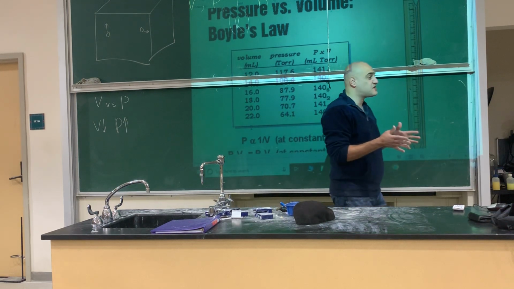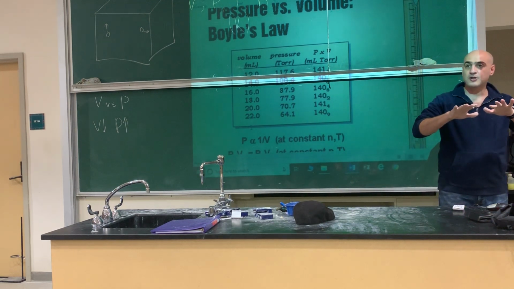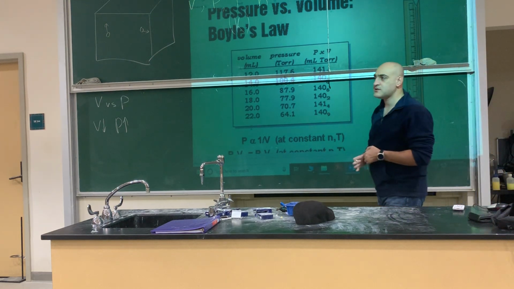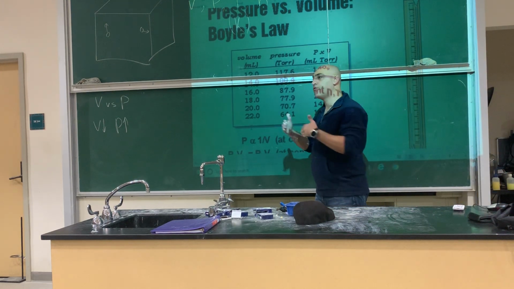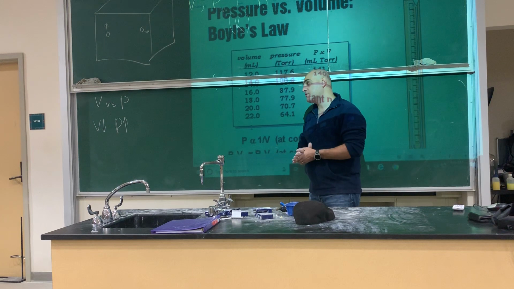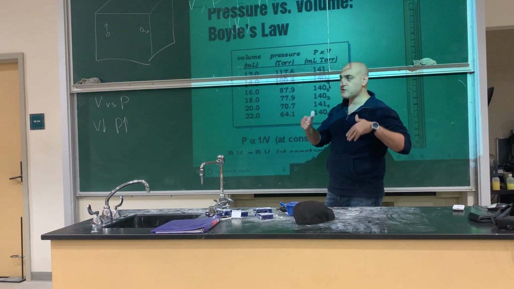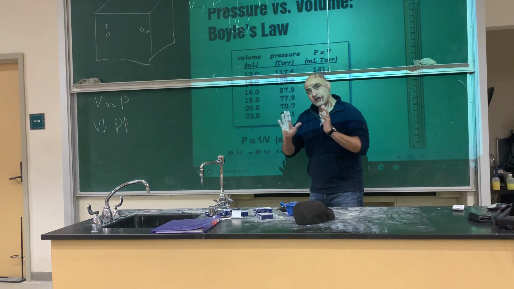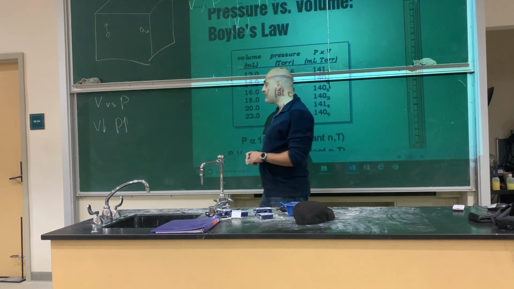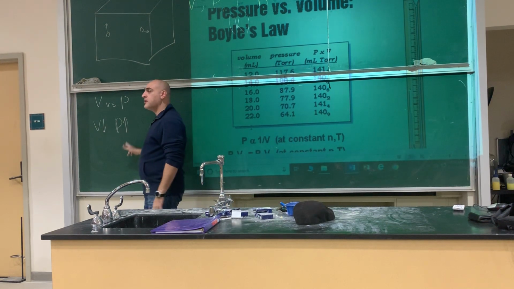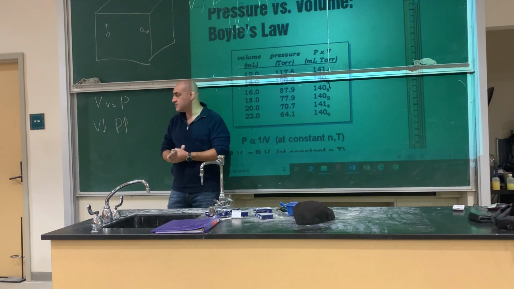So if there is less surface area, because the container shrinks and the volume is decreased, then I'm going to end up exerting more pressure. That same force is applied onto a smaller surface area, so it's narrowed down, and so the pressure goes up. This is what our intuition should tell us.